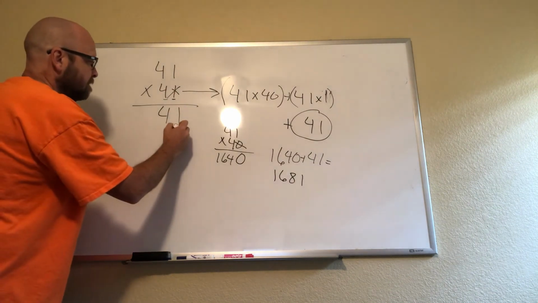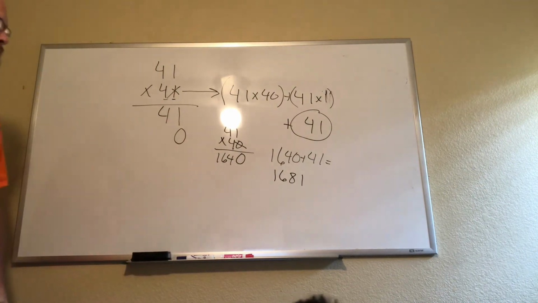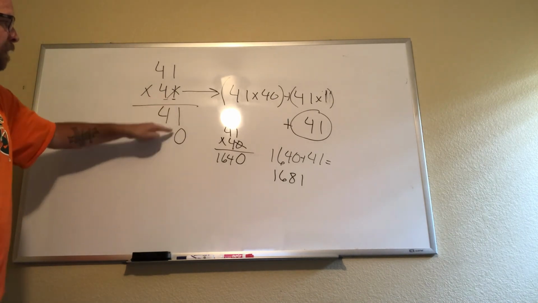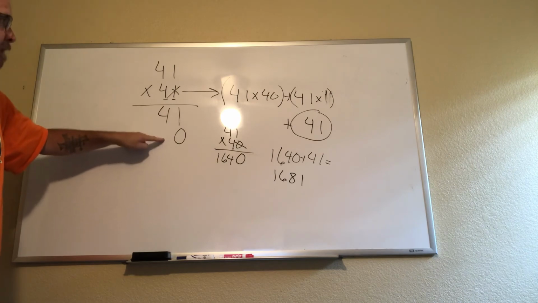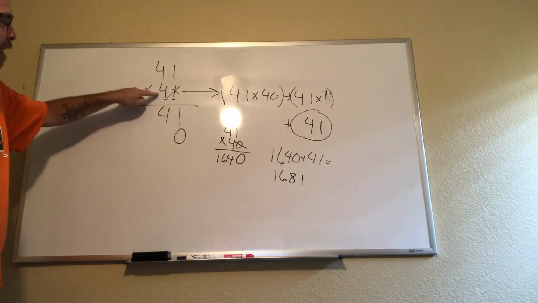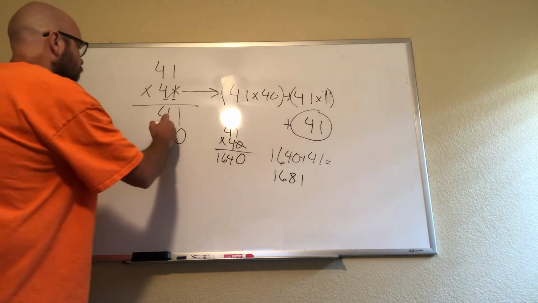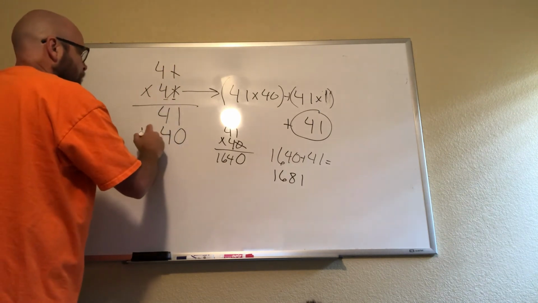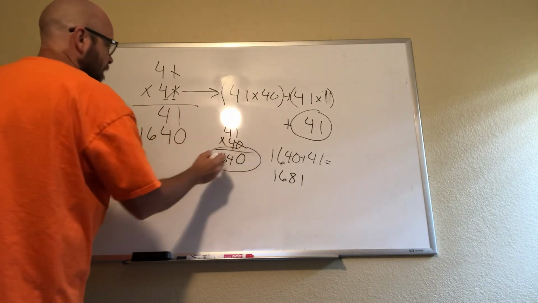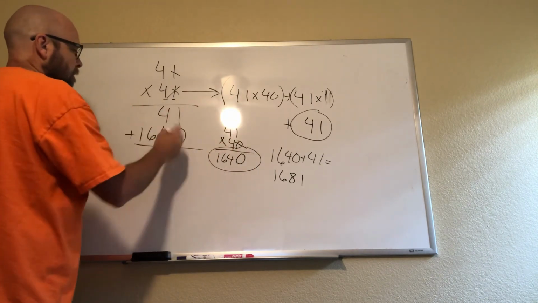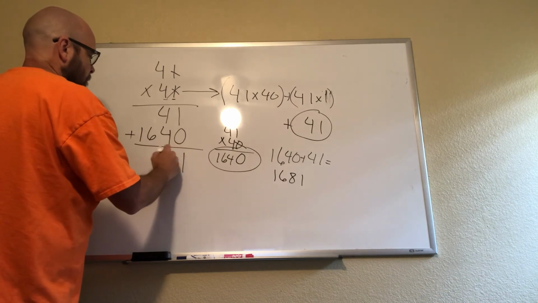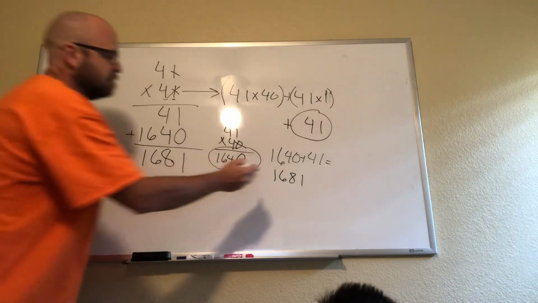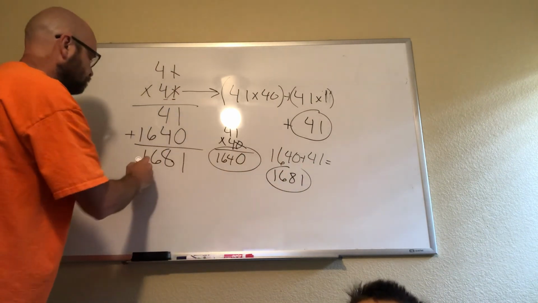I'm moving to my tens place. That's where that 0 comes in. Because I am done with my ones place, so my next number has to go in my tens place. So now I do 4 times 1, which is 4. And I do 4 times 4, which is 16, which is exactly where this came from. And I get the same answer, 1,681.